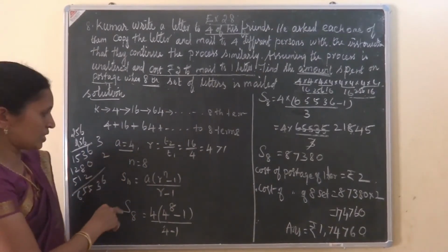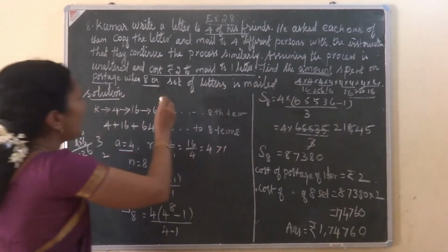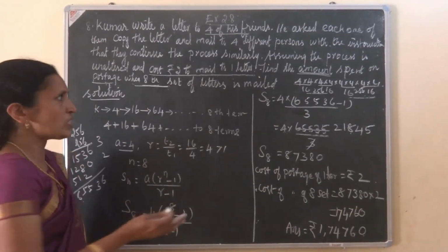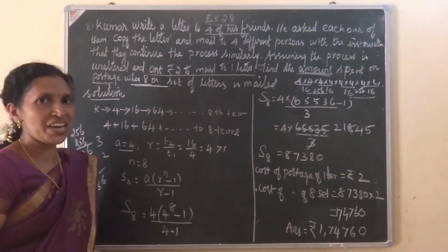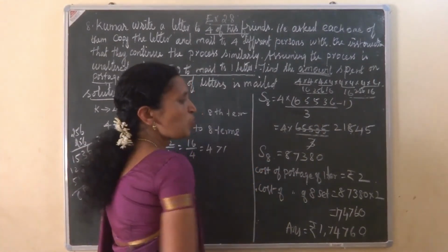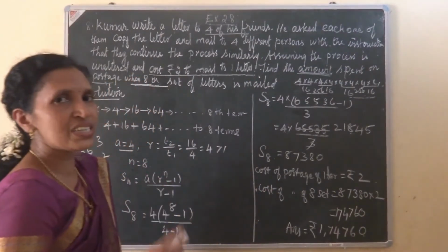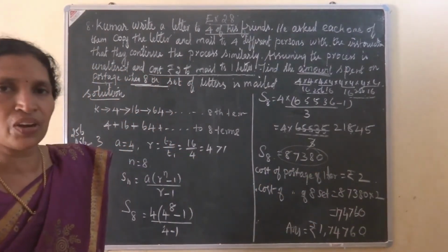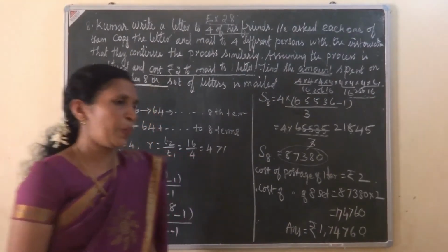R is second term divided by first term. Then you have to find what they asked: find the amount spent on the 8th set of letters. Before finding the amount, first you find the 8th set of letters. So S8 you have to find like this, and the cost of postage of one letter is ₹2. Therefore, cost of postage of the 8th set of letters is this value into 2. You will get 1,74,760. That's all. Understood? Okay.